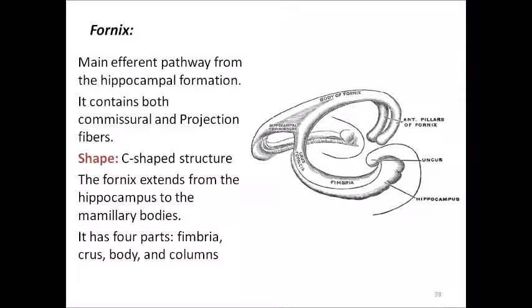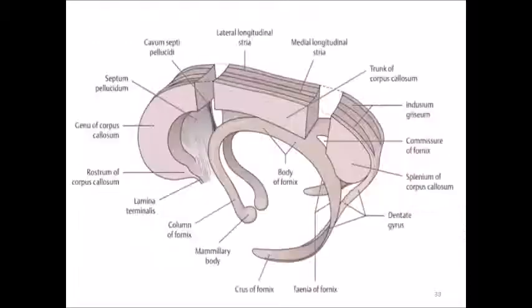Fornix. The fornix is a main efferent pathway from the hippocampal formation. It contains both commissural and projection fibers. It is a C-shaped structure, and the fornix extends from the hippocampus to the mammillary bodies. It has 4 parts: fimbria, crus, body, and column.